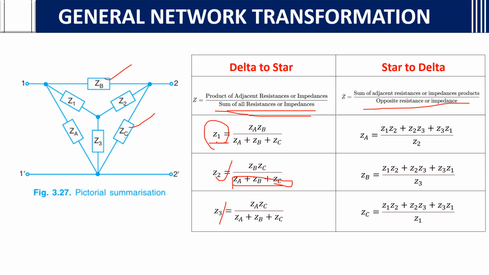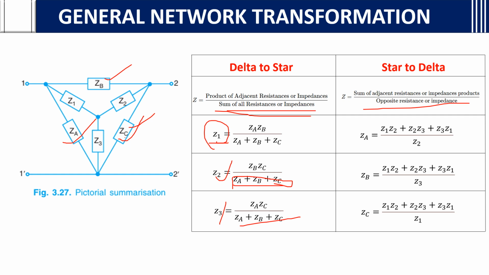For Z3, what do we need to do? We need to take ZA and ZC. Why? Because they are adjacent to Z3. ZA times ZC divided by ZA plus ZB plus ZC. You can easily remember it this way. You need not keep the whole proof in mind. That proof you need to practice only for the exam, if they ask for the proof to be done. But for solving sums, you can easily remember these equations.